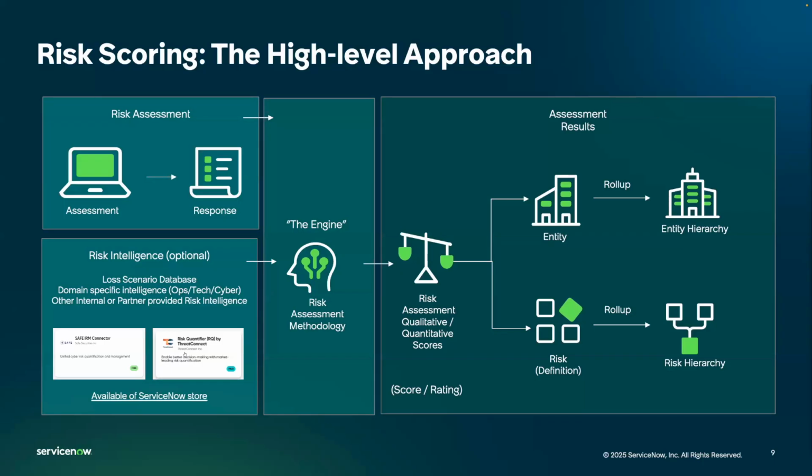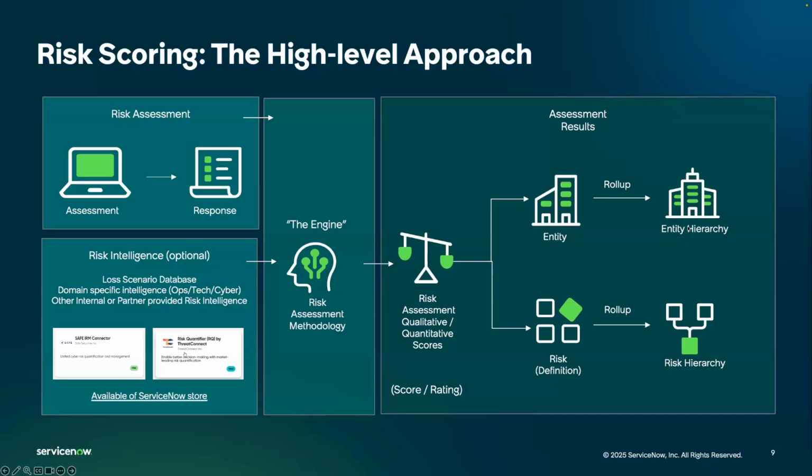The outputs are on the right hand side, as you can see. The engine produces a risk assessment score that ultimately derives quantitative or qualitative or both types of results at the factor and assessment level. That score then attaches to two things. One is the entity being assessed, and the other is the risk definition being evaluated.